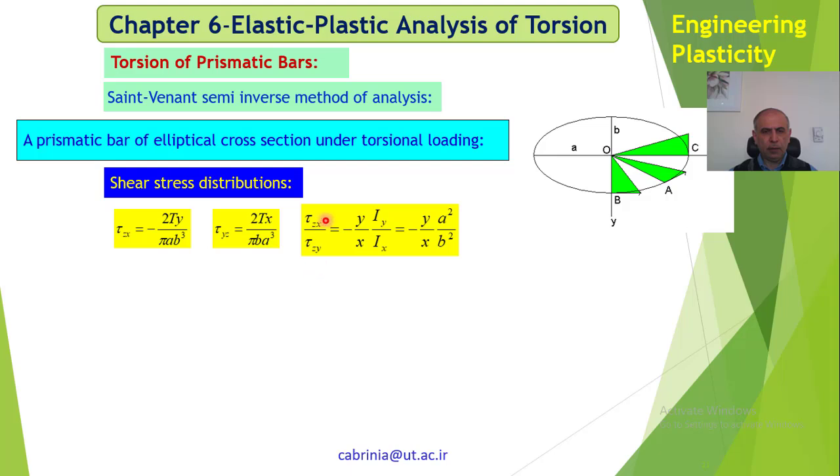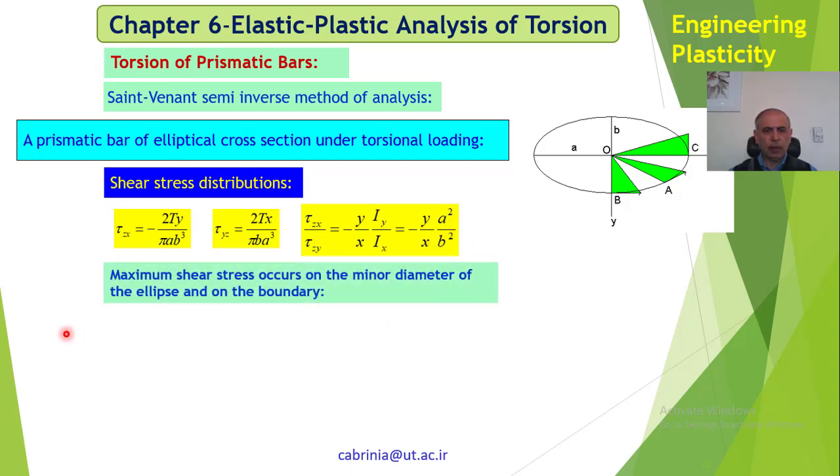And the ratio of the stresses we can obtain also. Maximum shear stress occurs at the minor diameter of the ellipse and on the boundary. As you can see, the maximum shear stress happens on the minor radius, not on the major radius.